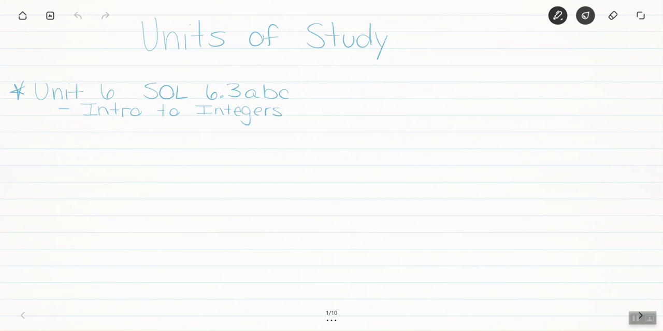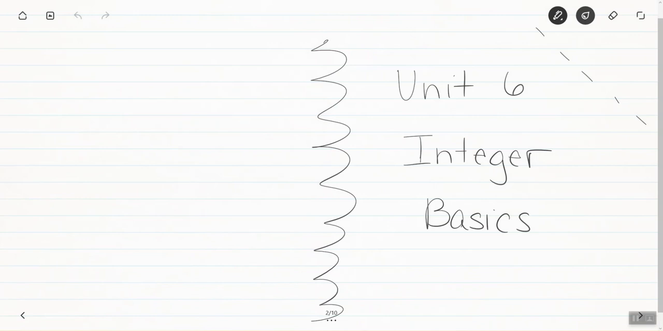So make sure you add at the very front of your notebook that Unit 6 information with SOL 6.3, and we're going over A, B, and C this unit. And our first lesson is going to be for Intro to Integers. So once you have that copied in the front of your notebook, you can turn some pages until you start running into some blank pages. Remember, the spiral is going to be down through the middle, and you're going to write Unit 6 Integer Basics. And then remember, you can fold over that corner so that you can find Unit 6 easily.